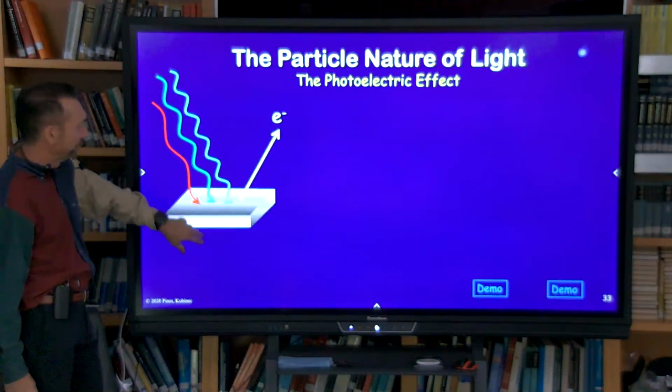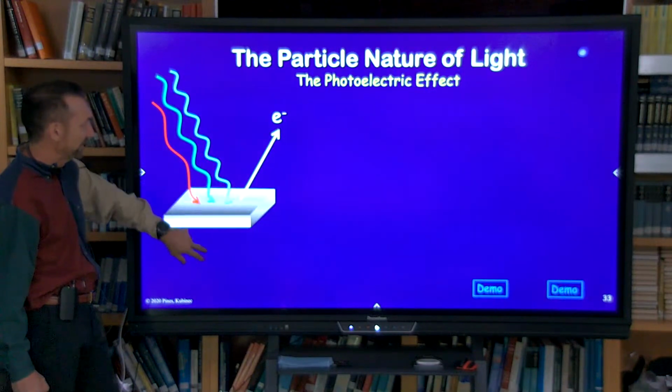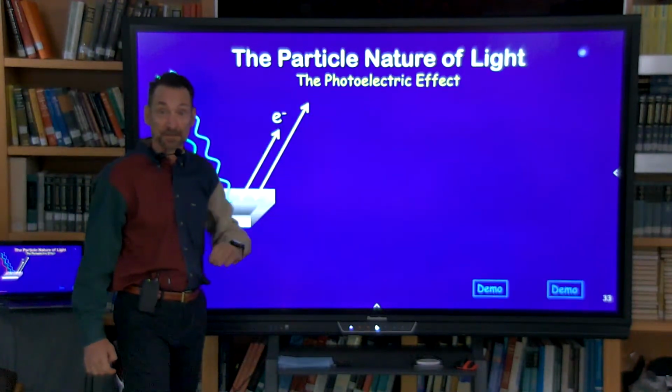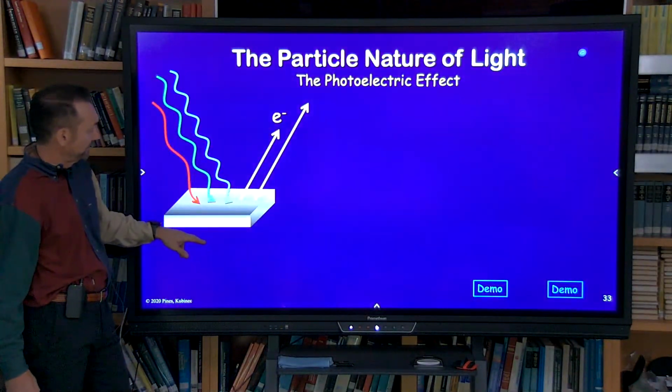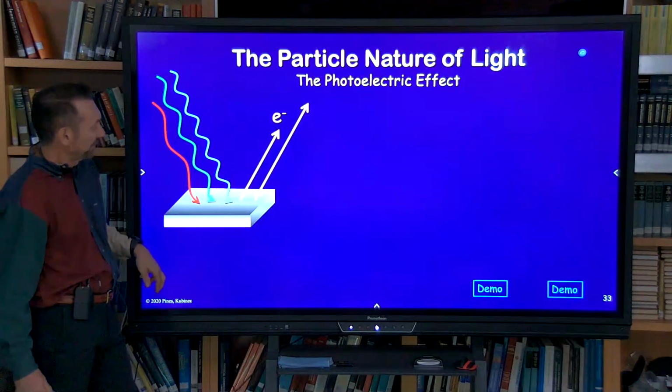So I'm going to go to even higher frequency, shorter wavelength, and the electron jumps off with more kinetic energy. You can measure the current. You can measure the electrons, the free kinetic energy of the electrons.